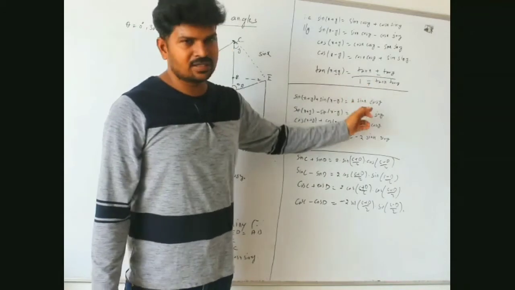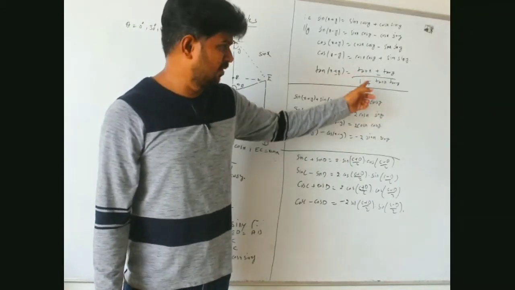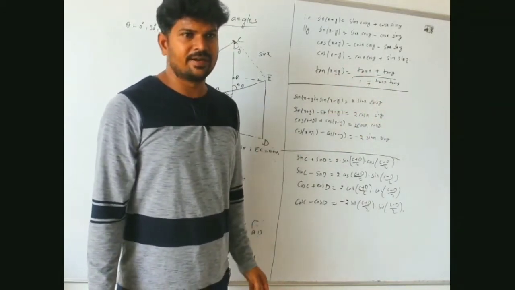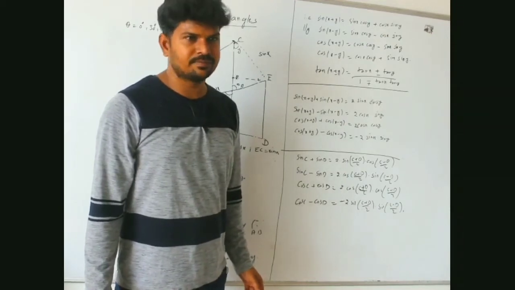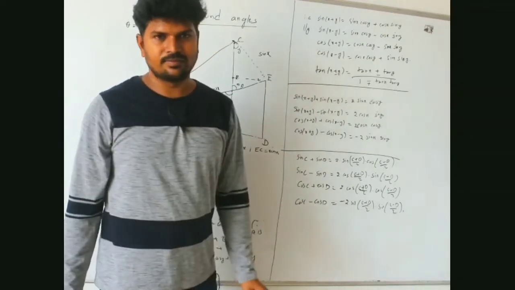Sin of x plus y divided by cos of x plus y. If you do the calculation, finally you will get tan x plus tan y divided by 1 minus tan x into tan y. Fine. So how to remember this formula?